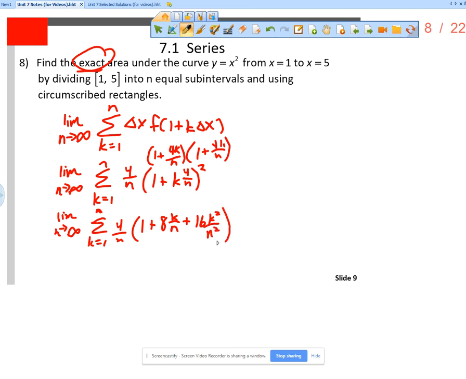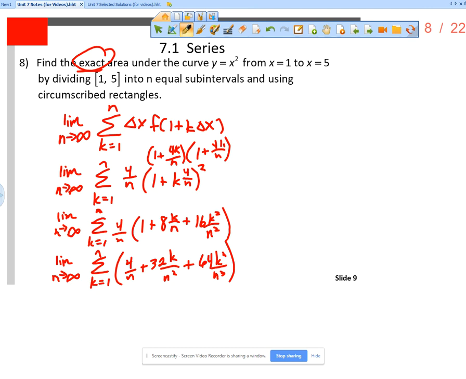And then if I multiply 4k over n by itself, I get 16k squared over n squared, right? All right, so now in order to use some of the properties of summations, I want to distribute the 4 over n. So I get the limit as n approaches infinity of the sum from k equals 1 to n of, if I distribute, 4 over n times 1 is 4 over n. Plus, 4 over n times 8k over n. So 4 times 8, of course, is 32, and then I have a k over n squared. Plus, if I multiply here, I get 4 over n times 16k squared over n squared. So 4 times 16 is 64, and then I've got k squared over n cubed. And so now I have the sum of those three things.